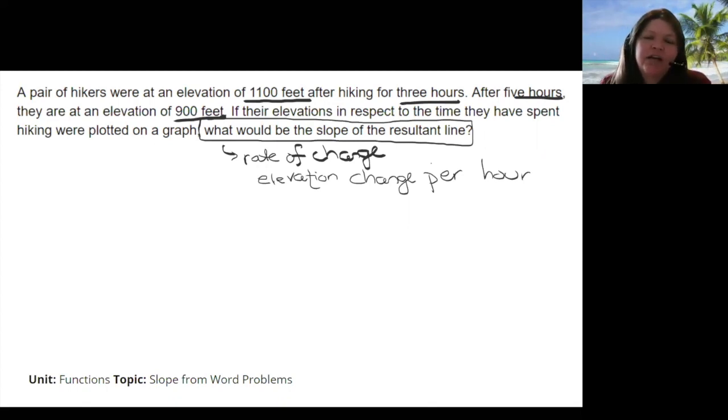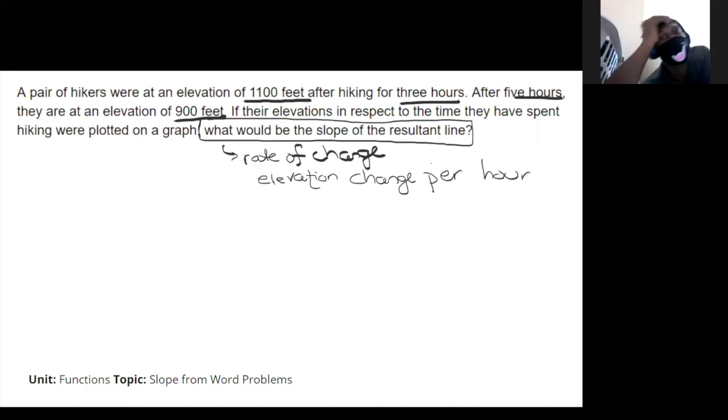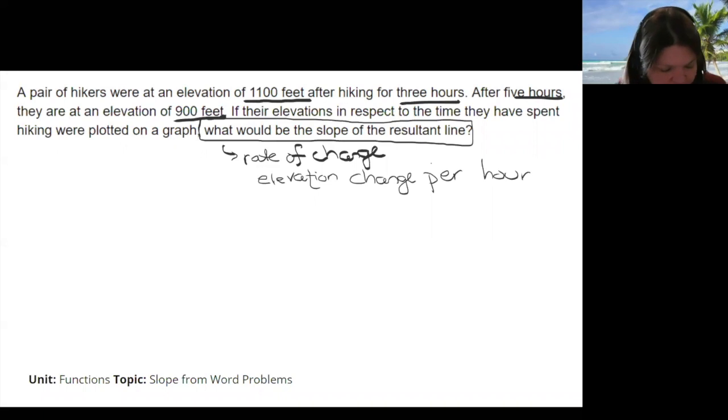So don't get thrown by math words like slope. Slope literally means rate of change. Remember how we were saying any something per something is a slope, a rate of change. So let's figure these two things out. If we could just figure out the elevation change and the number of hours he's hiking, we can figure out the elevation change per hour.